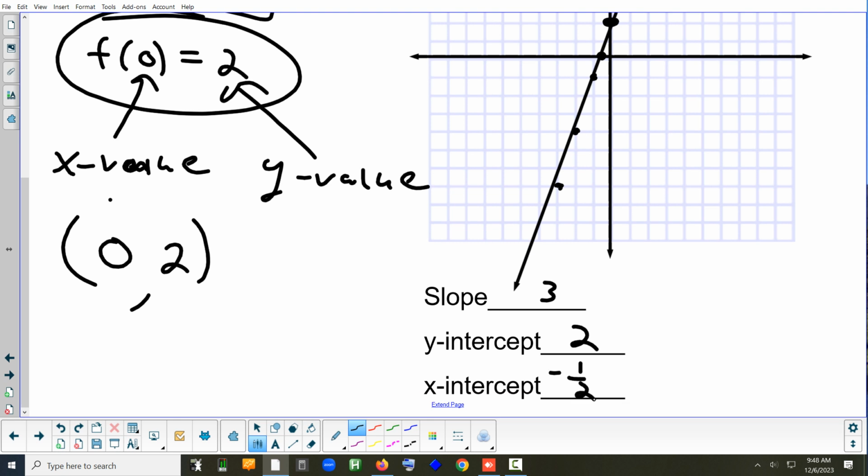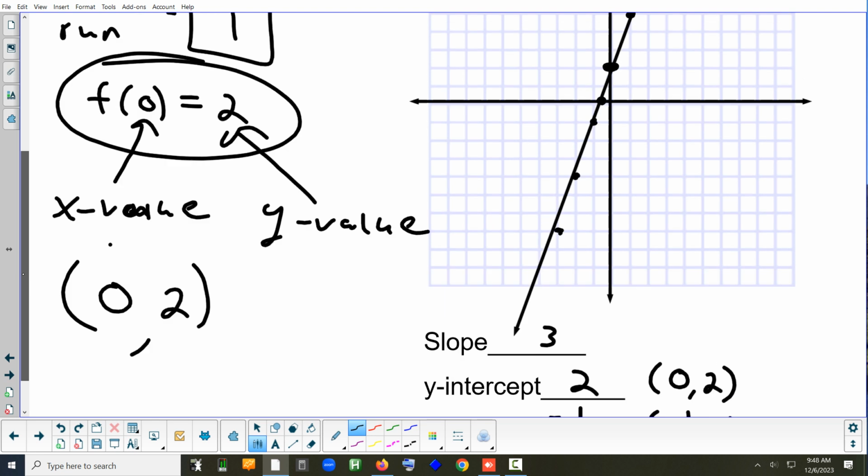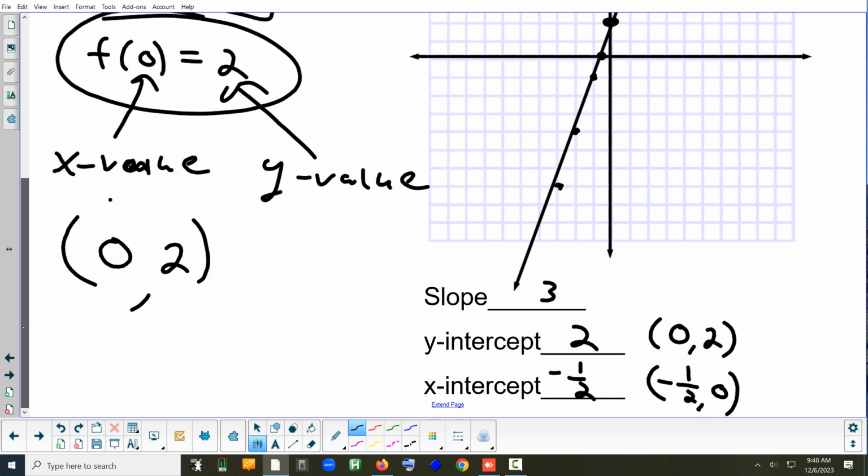And if they wanted it as a coordinate, then I would do 0, 2, and I would do negative 0.5, 0. Both are correct. It's just a matter of how they want you to write your answer. I'll make sure on the test I tell you which way to do it. Any question on that?